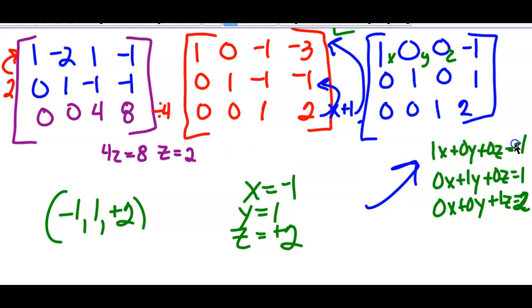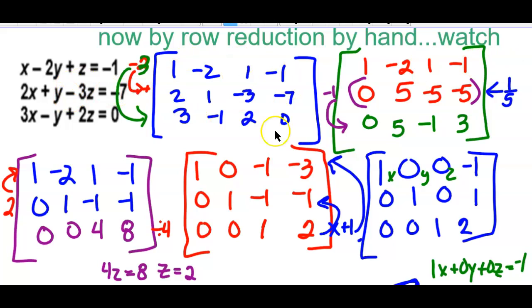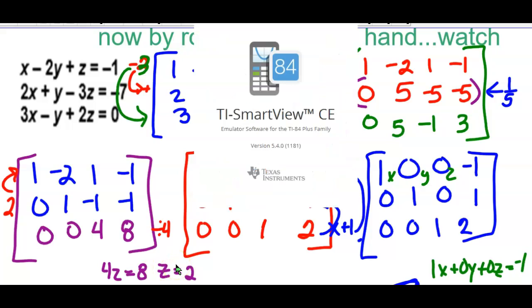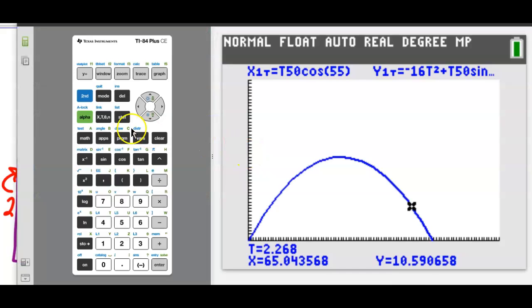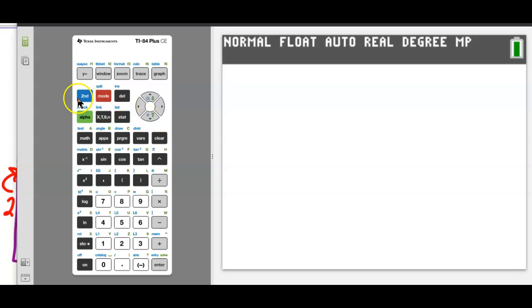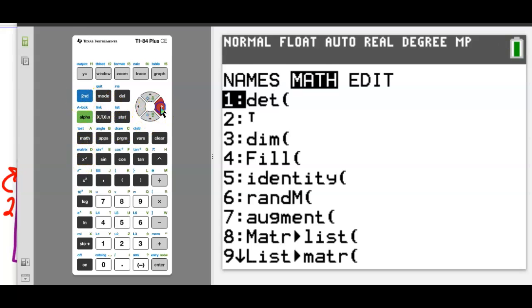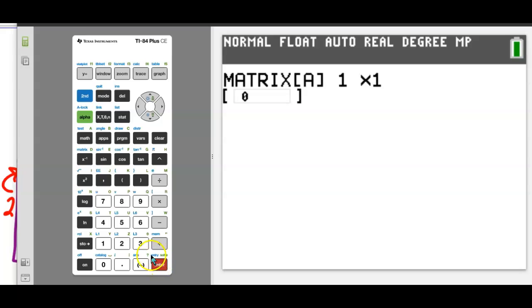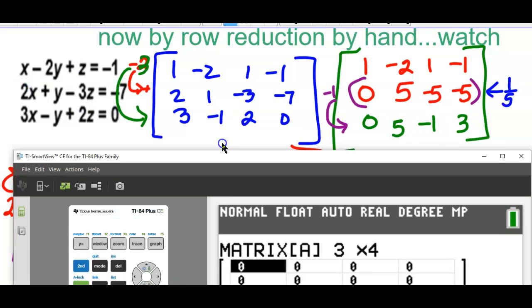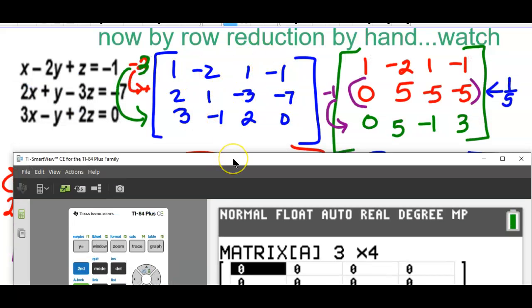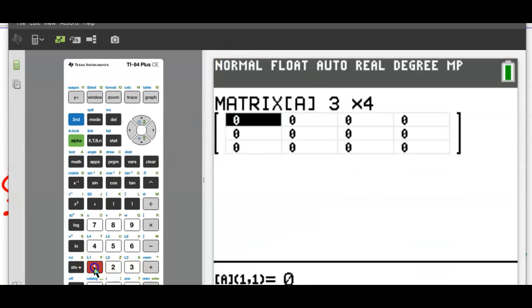What if I could enter in this matrix right up here into my calculator, and it would magically change it to reduced row echelon form? I'm going to do that real fast, but then I'm going to do it slower and show you. Okay? But I'm going to do this one without talking through it too much. I'm going to go to Matrix, Edit, and I'm going to make a 3x4 matrix. And I'm going to put in this guy right here. 1, negative 2, 1, negative 1.